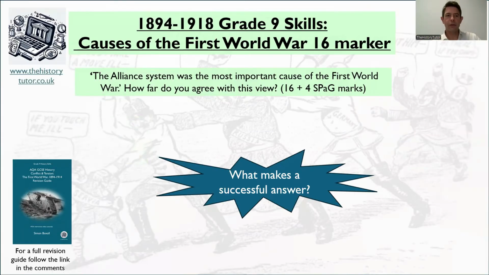All right, so here is the question. The alliance system was the most important cause of the First World War. How far do you give this view? You've got 16 marks, and you're also going to get 4 marks for spelling, punctuation and grammar. So this is quite a simply worded question. Is the alliance system to blame?